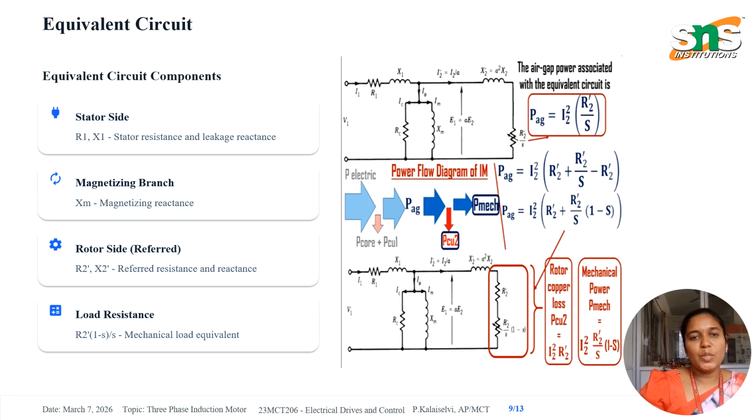This is the equivalent circuit. The equivalent circuit helps analyze motor performance. Important components include R1 and X1, the stator resistance and reactance, and XM, the magnetizing reactance. R2' and X2' are the rotor parameters referred to the stator, and R2'(1-S)/S is the mechanical load equivalent. This circuit is similar to the transformer equivalent circuit.